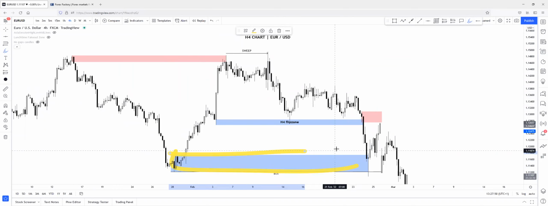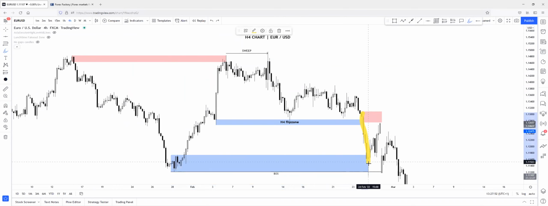So this is our daily demand zone. Price tapped this daily demand zone with this movement, swept the liquidity from below this demand zone with this wick, as you can see. This wasn't a break of structure. This is not a break of structure because it has to break with body below this structural low point and demand zone. This was just a liquidity sweep movement.